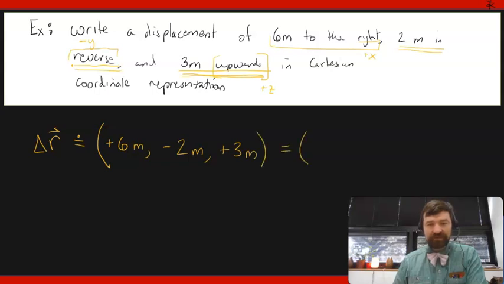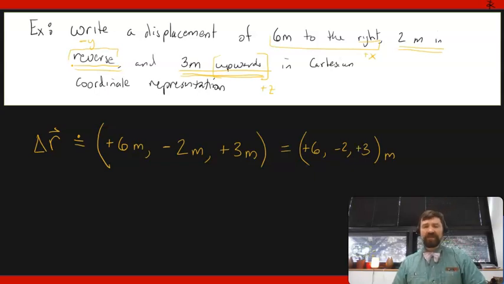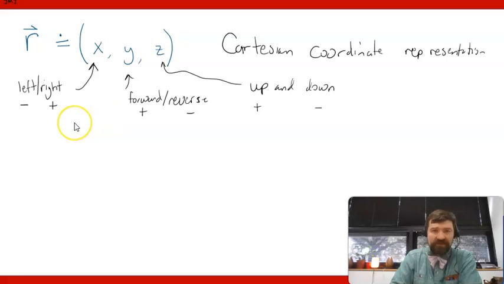Now you can also express this, since all three have the same unit, as 6 comma negative 2 comma 3, and pull the meters out. You can also include the pluses on the 6 and the 3. They're kind of taken to be implied as plus if you don't explicitly put a plus there. But these are different ways that you can write this validly in Cartesian representation. Okay, so coming back here to this Cartesian coordinate representation, basically you're assigning up to 3 dimensions to the object.